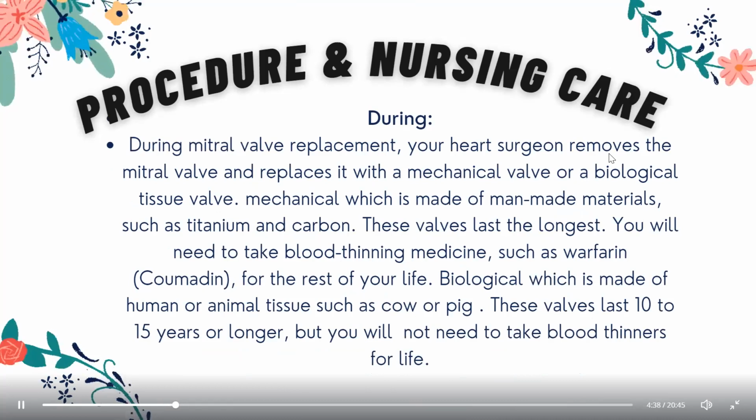So during a mitral valve replacement surgery, the heart surgeon removes the defective valve and replaces it with a mechanical valve or biological tissue valve. The mechanical valve is man-made and is made of materials such as titanium and carbon. These valves last the longest. However, you will be required to take blood thinning medicines such as warfarin for the rest of your life. As for the biological tissue valve, it is made of human or animal tissues such as cow or pig. These valves generally last for 10 to 15 years or longer, but you will not be required to take blood thinners.